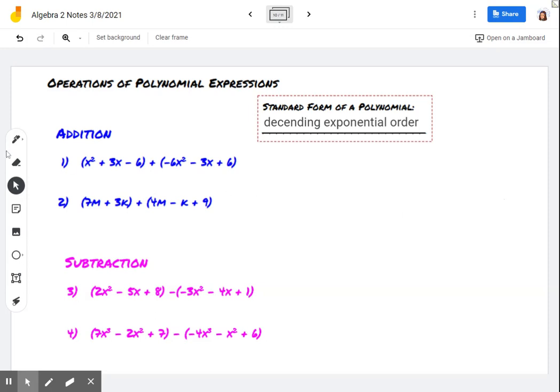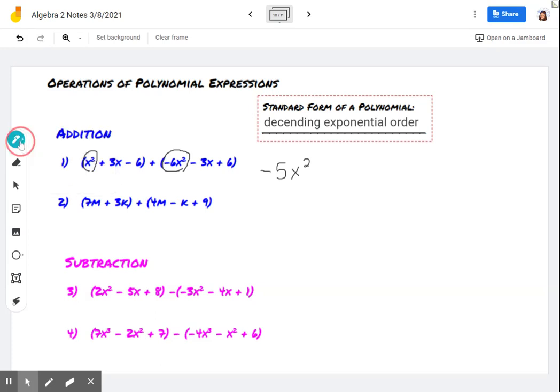All right, so as we go to combine our like terms here, which is really all that we're doing, let's look at our highest degree. I see a quadratic term and a quadratic term, so I'm going to add those together. So 1x squared minus 6x squared is negative 5x squared.